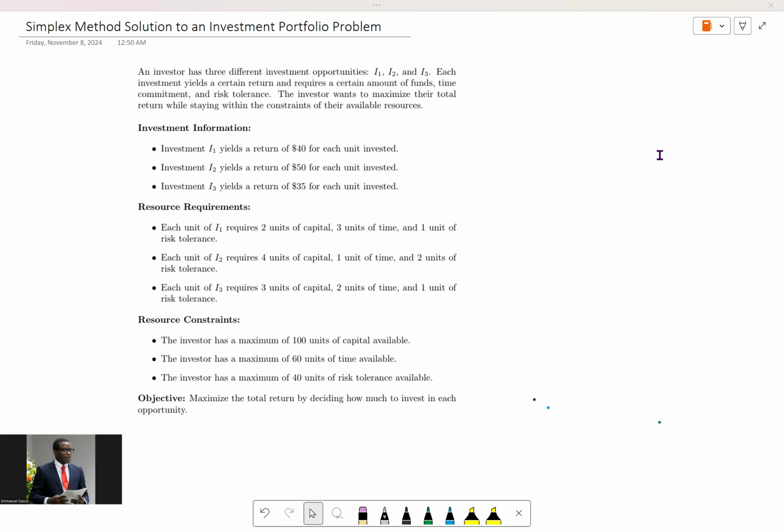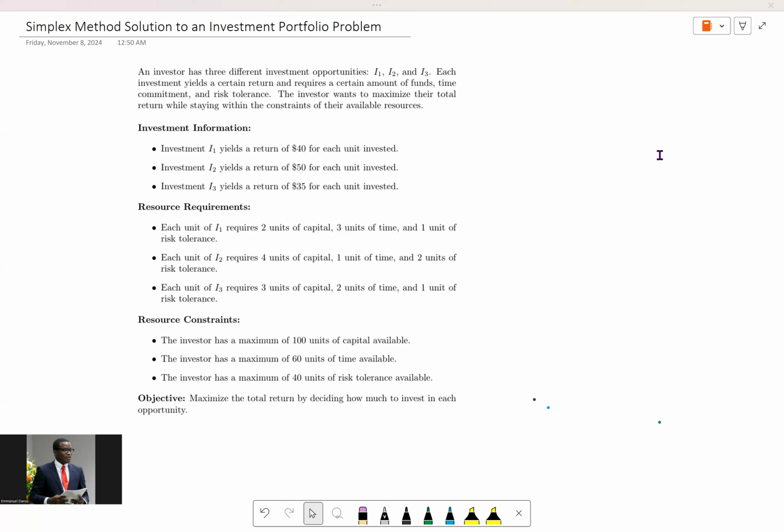Resource requirement. Each unit of I1 requires 2 units of capital, 3 units of time, and 1 unit of risk tolerance. Each unit of I2 requires 4 units of capital, 1 unit of time, and 2 units of risk tolerance. Each unit of I3 requires 3 units of capital, 2 units of time, and 1 unit of risk tolerance.